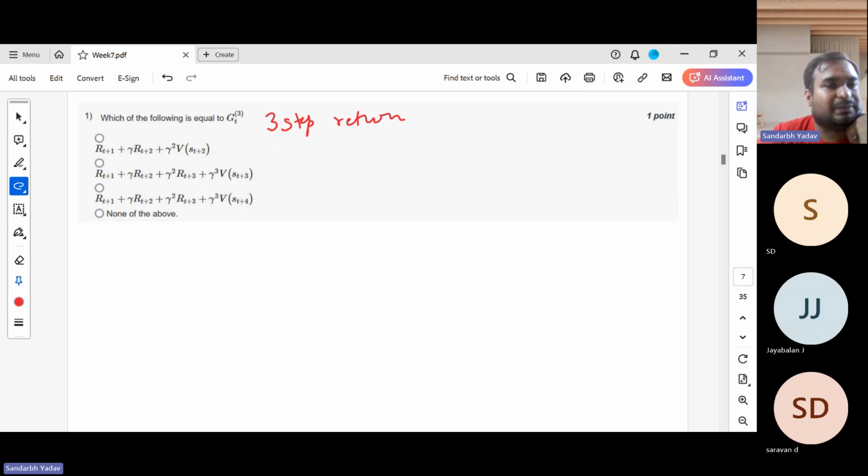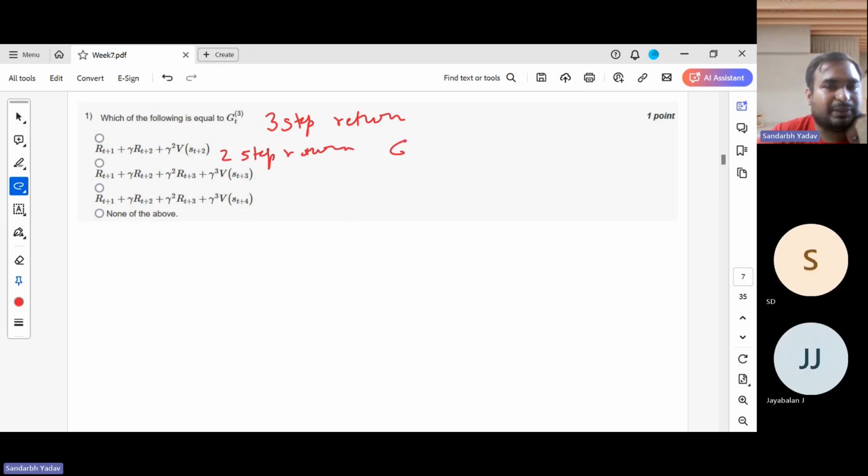The first one, R_{t+1} plus gamma times R_{t+2} plus gamma squared times... this is actually the two-step return, right? And this will be denoted as G_t^(2). So this is not the answer. Is this the three-step return? This seems correct. Gamma, gamma squared, then gamma cubed, and the rewards are also correct, and the state is also correct. So this is the correct answer.